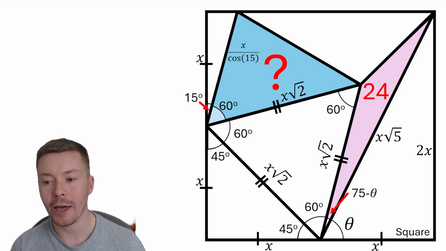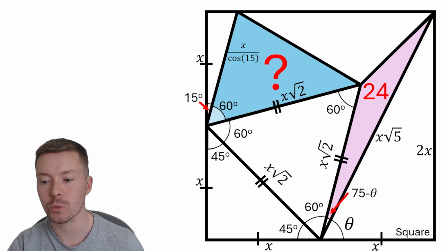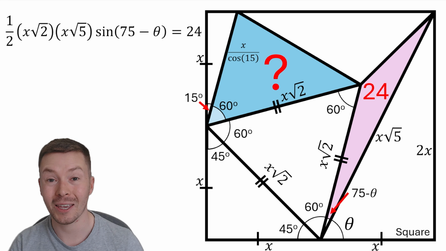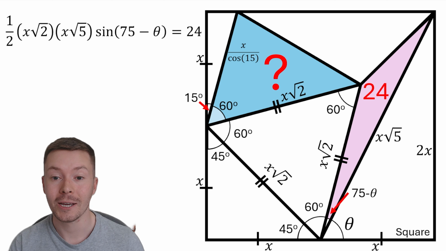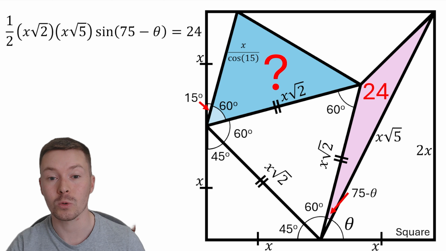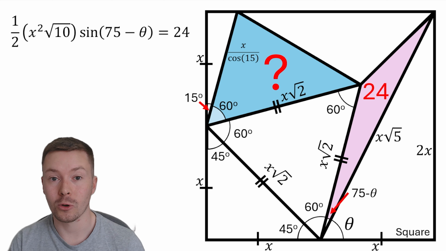Now I want to work out x, and actually I can use the pink triangle to work out x. We know it's got an area of 24, and again I can use a half AB sine C. That gives this: a half times x root 2 times x root 5 times sine of (75 minus theta) is equal to 24. Now I can then expand those first two brackets to give x squared root 10.